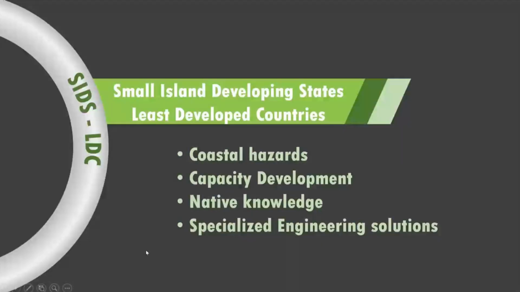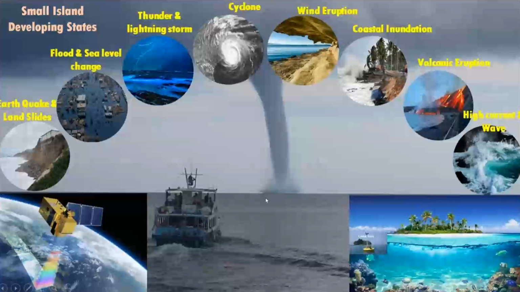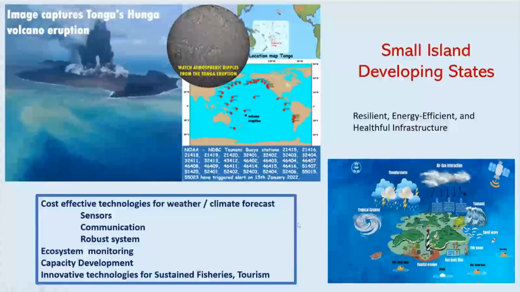Finally, I thought I will cover this, my pet topic. I've already conducted many workshops and seminars related to small island developing states and least developed countries. There are communities living in these island states who are subjected to coastal hazards and they need capacity development. They too have native knowledge that needs to be appreciated. See, small islands, even some of the islands having 100,000 people living there, are subjected to various types of natural hazards like floods, sea level rise, and also thunder and lightning strikes, wind eruption and coastal inundation. Such things are happening. They are relying on fisheries and also on tourism.